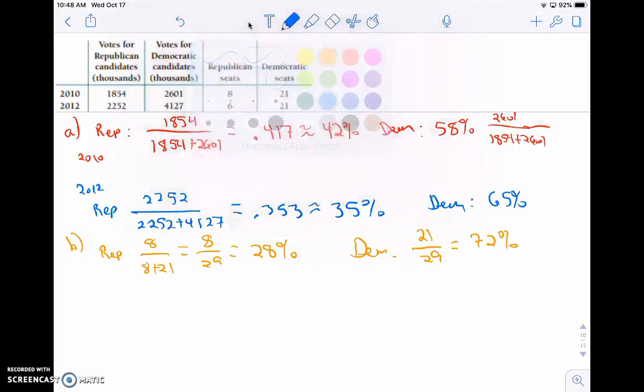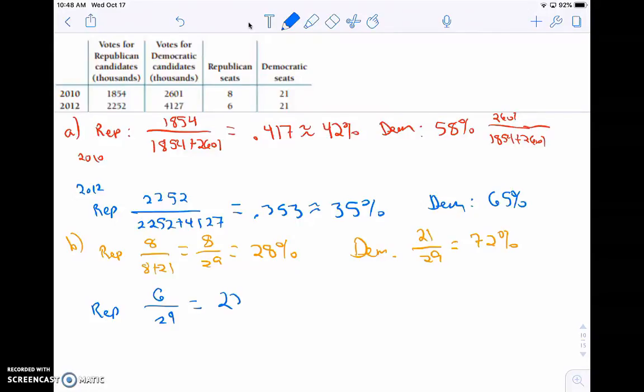And I probably should have kept my color coordination going here. But in 2012, Republicans lost the 2 seats, so it would be 26 out of 29, which is about 22%. And the Democrats won the remainder, so 21 out of the 27 seats, because again, New York lost a couple of seats, so that's about 78%. So we can see in this one, the Democrats did increase over the 2 years, and so we see an increase there. So that did follow.